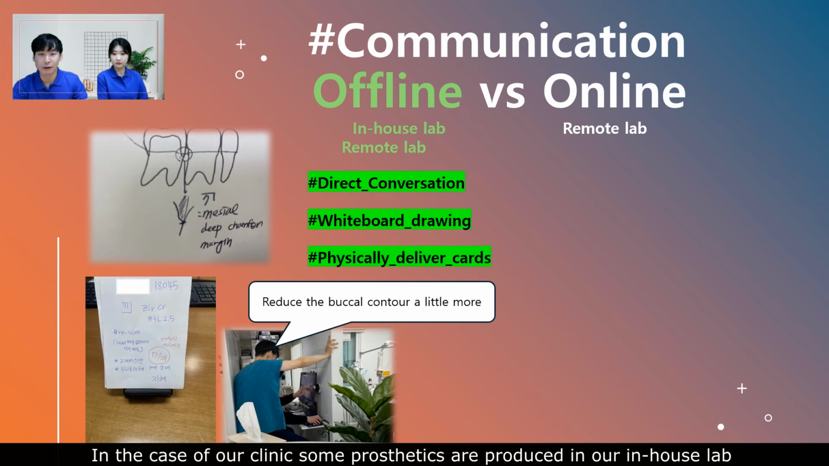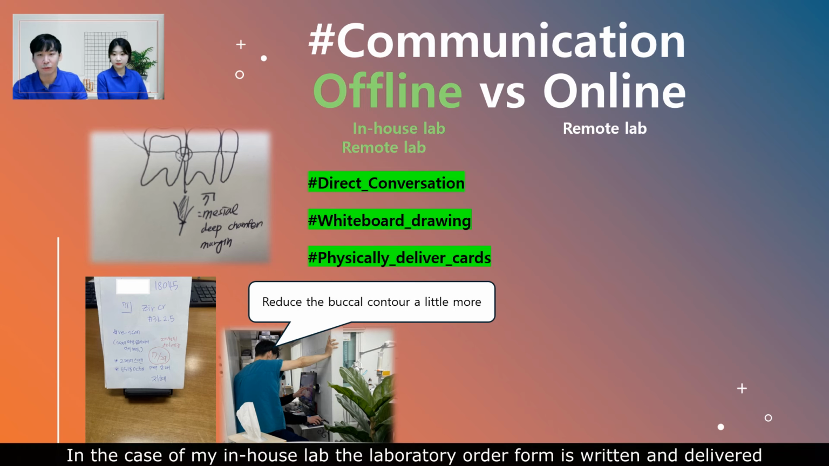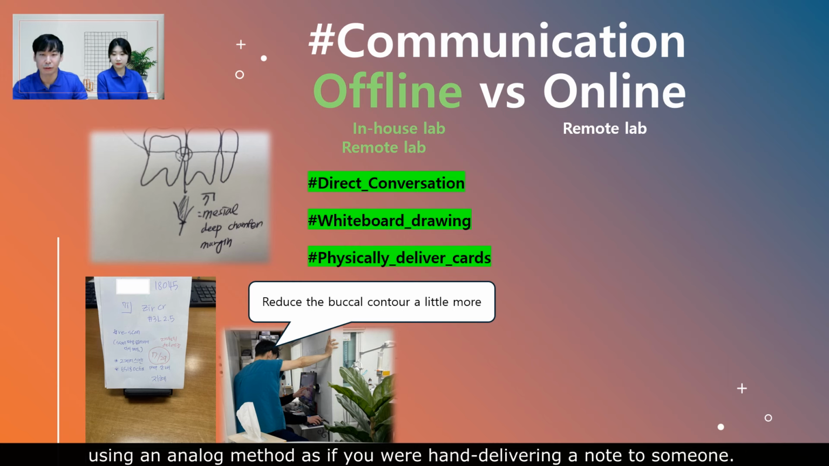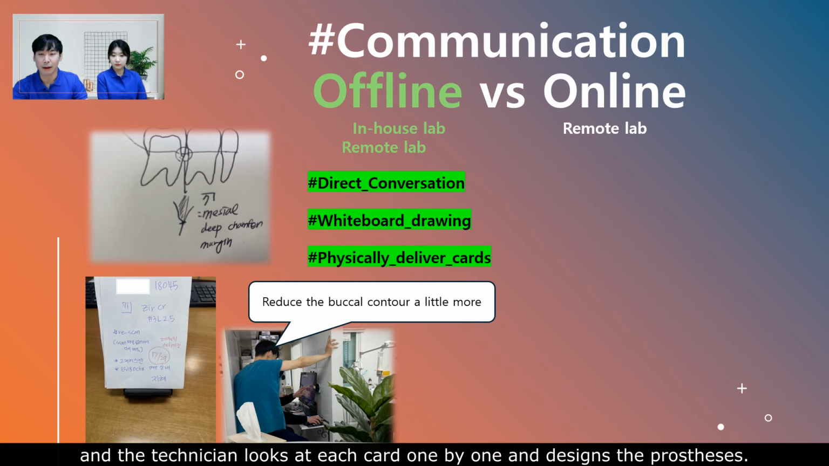In the case of our clinic, some prosthetics are produced in our in-house lab, while others are outsourced and manufactured in a remote lab. In the case of my in-house lab, the laboratory order form is written and delivered using an analog method as if you were hand delivering a note to someone. In fact, without using Medit Link, we fill out our own order form card and deliver them, and the technician looks at each card one by one and designs the prosthesis.